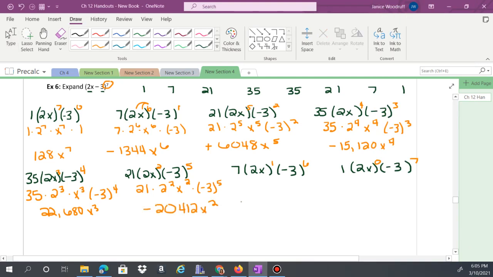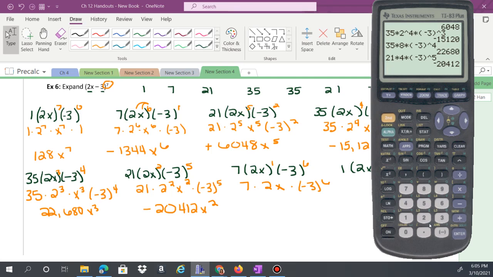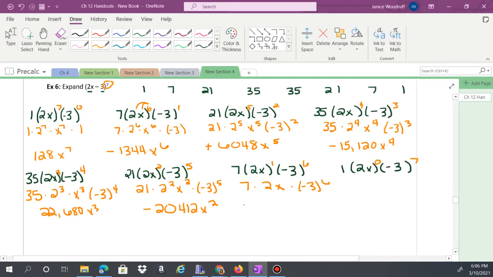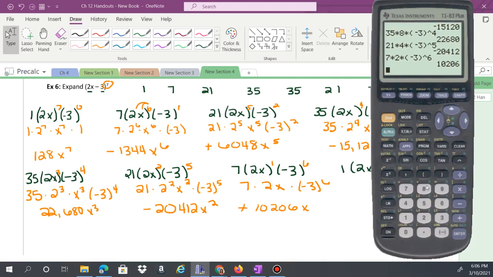And then x squared. Then you got 7 times 2 to the 1st, x to the 1st, so 2x times negative 3 to the 6th. So 7 times 2 times negative 3 to the 6th. That's 10,206 x. And then 1 times negative 3 to the 7th. It's just going to be negative 3 to the 7th. So negative 2,187.